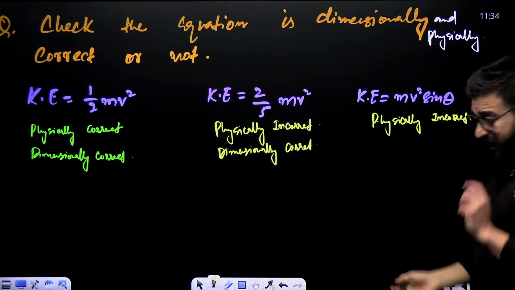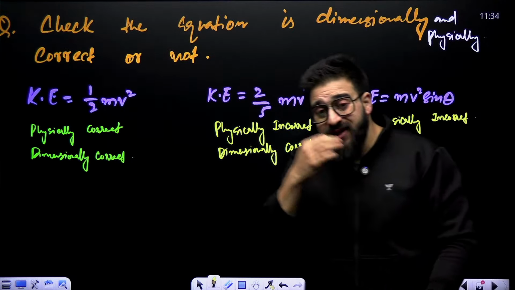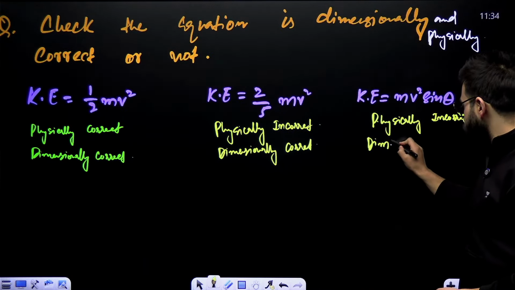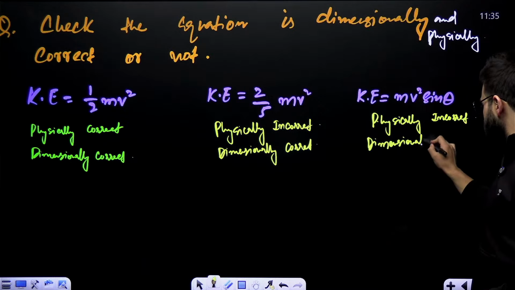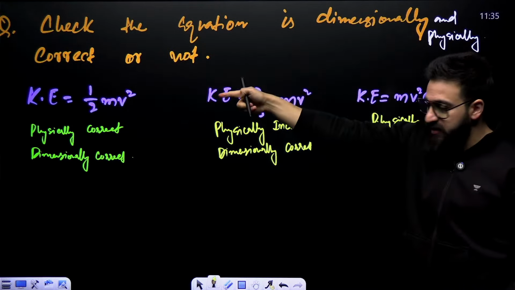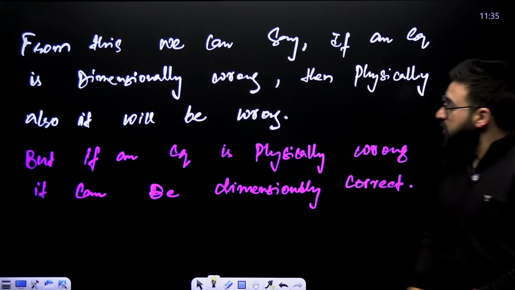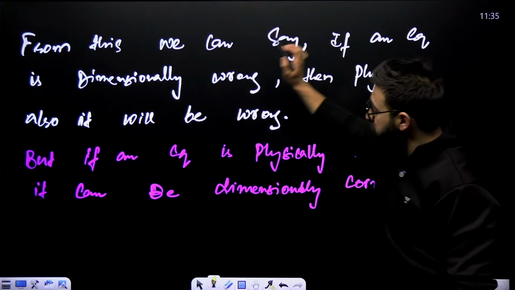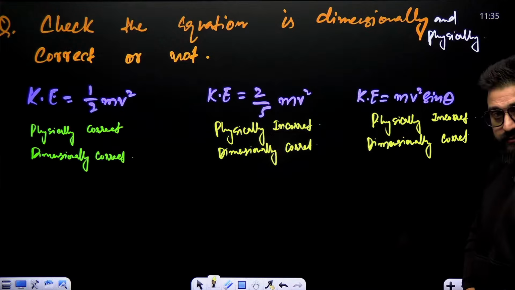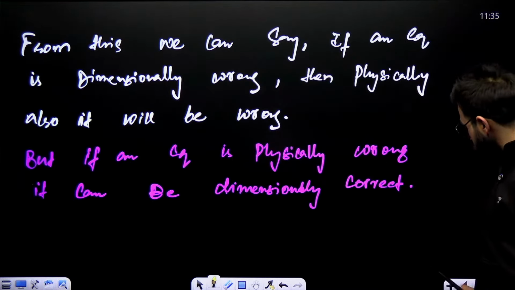And when it comes to dimensionally, it is correct because sine theta is dimensionless. We say trigonometric ratios are dimensionless. So this is dimensionally correct, because here you have got mv square. So dimensionally correct, all the three, physically incorrect. Now, there is a statement. From this, we can say, if an equation is dimensionally wrong, then physically also it will be wrong.